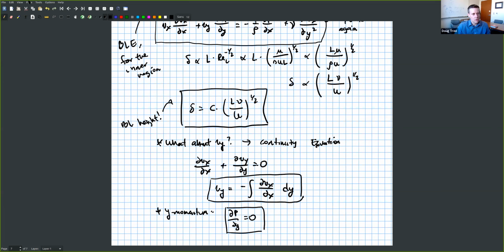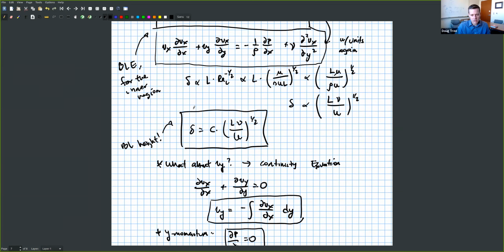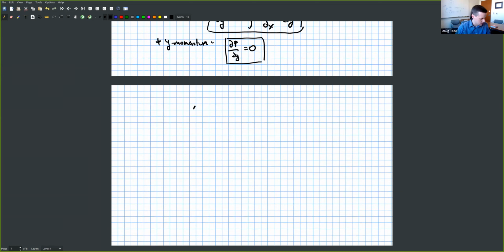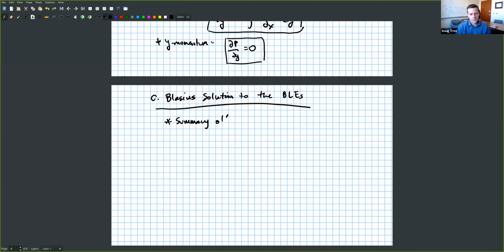Okay, so that is the end of part B. That's the boundary layer equations. We're ready to go on to part C, which is called the Blasius solution, the solution to the boundary layer equations. Let's step back and think about this for just a second. I'm going to put a summary of the boundary layer problem.